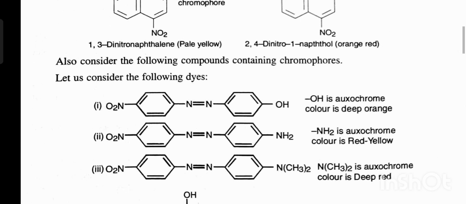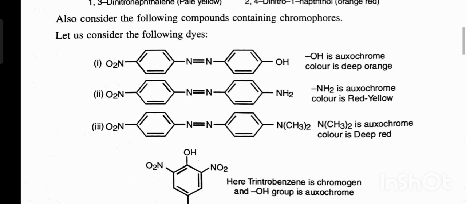OH is the chromophore; the color is deep orange. Second, in this dye NH2 is the auxochrome; the color is red-yellow. Third, the secondary amine is the auxochrome; the color is deep red.